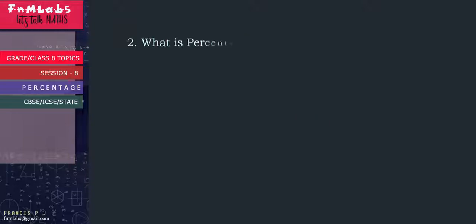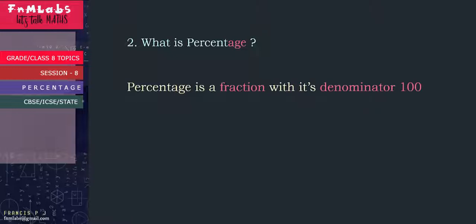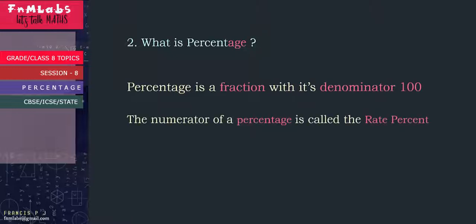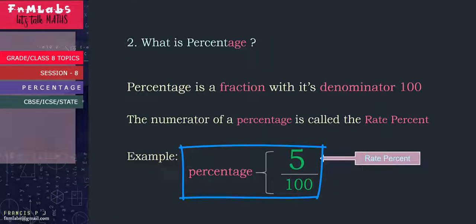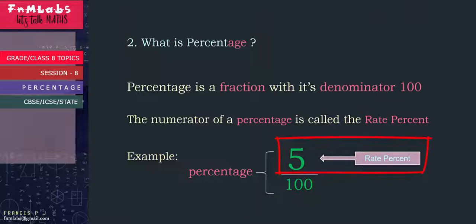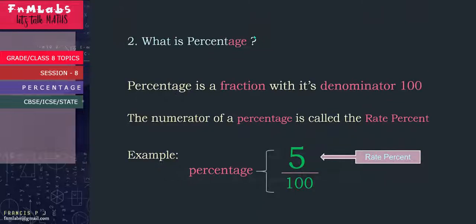Now, what is percentage then? A fraction whose denominator is 100 is called a percentage, and the numerator of the percentage is called the rate percent. The fraction 5 by 100 is a percentage as its denominator is 100 and 5 is the rate percent. However, percent and percentage are used interchangeably. So the percent can be used in place of percentage and vice versa.